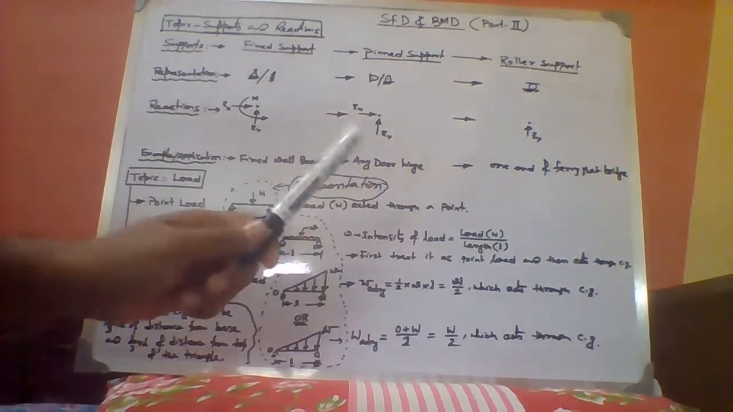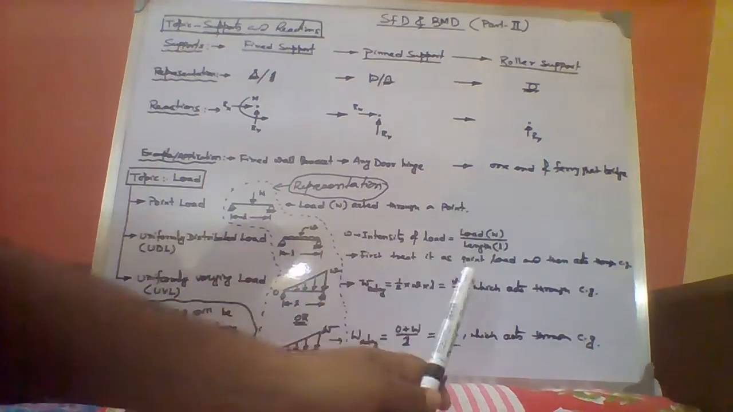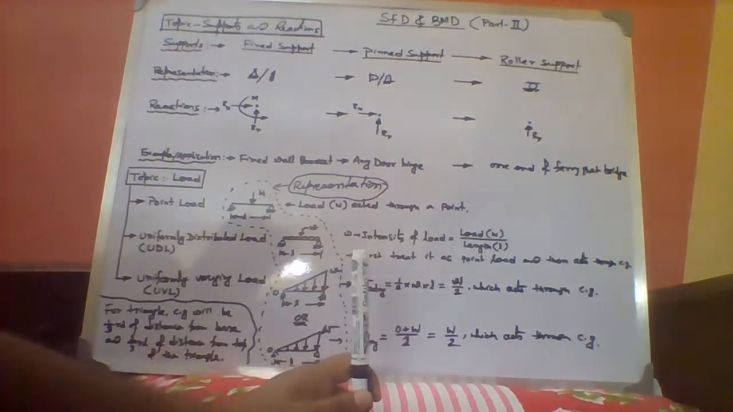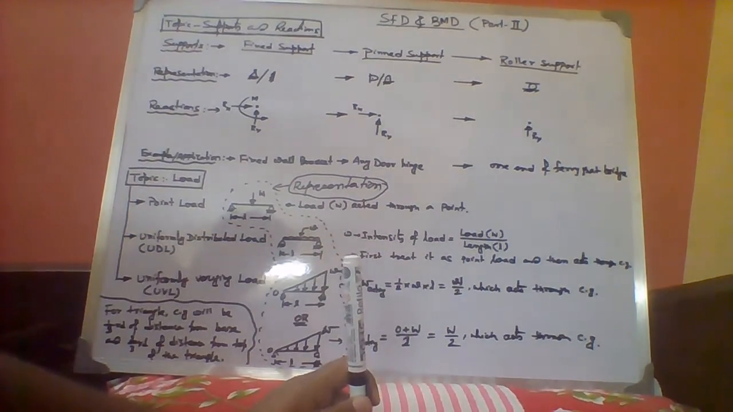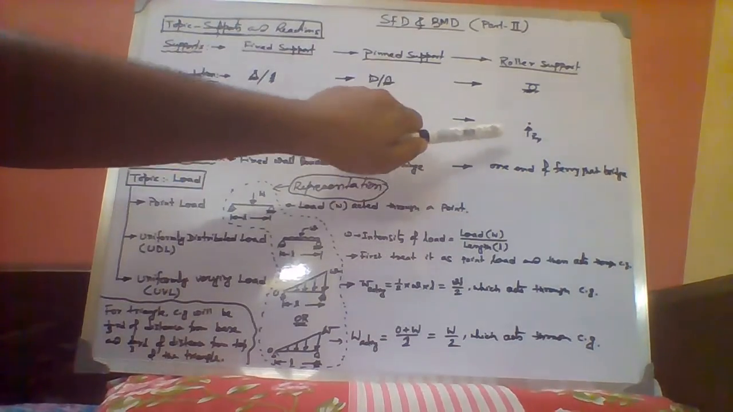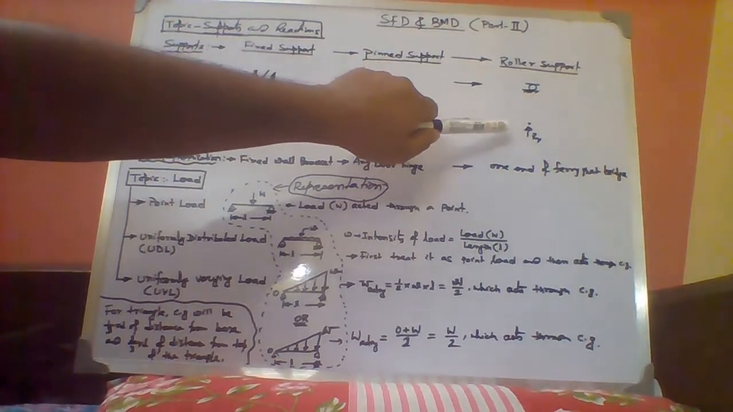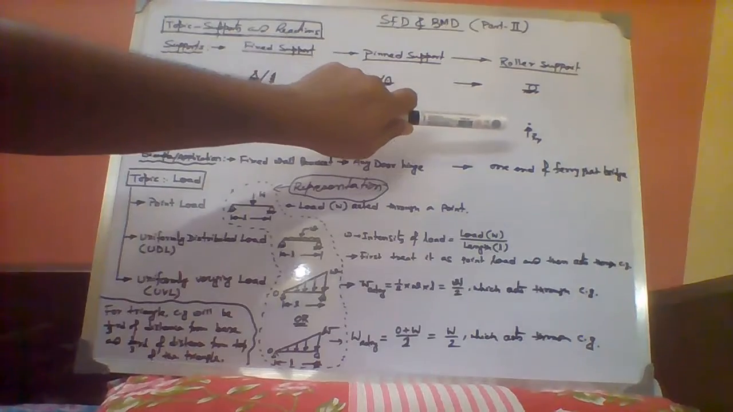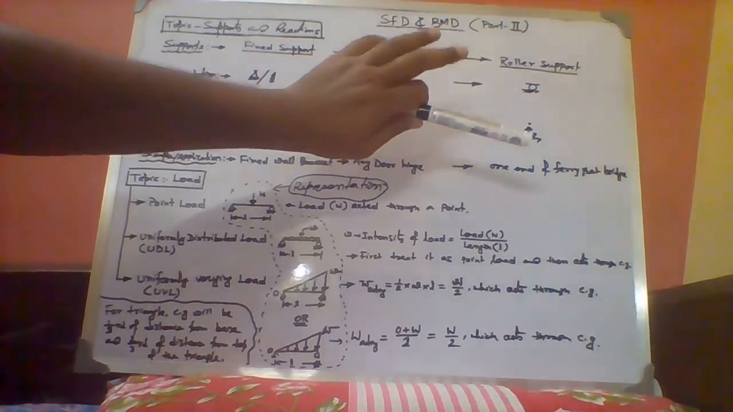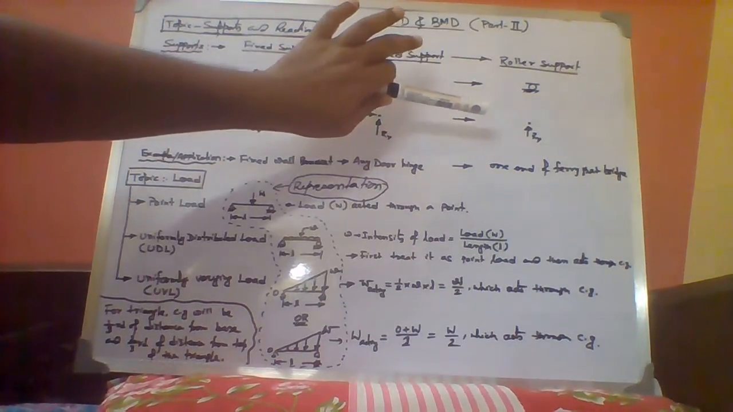In case of roller support, you can see we are getting only a reaction in the upward direction. Clear? There is no reaction in the horizontal direction and there is no moment. So we can say the moment as well as the horizontal direction force is not restricted. Rather, we allow it. Clear?